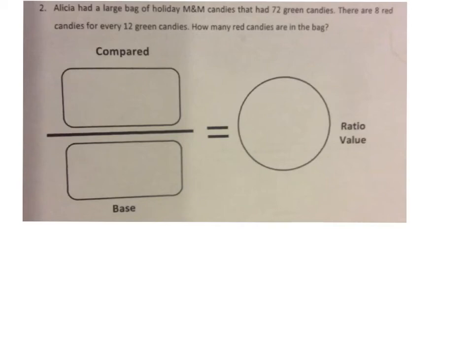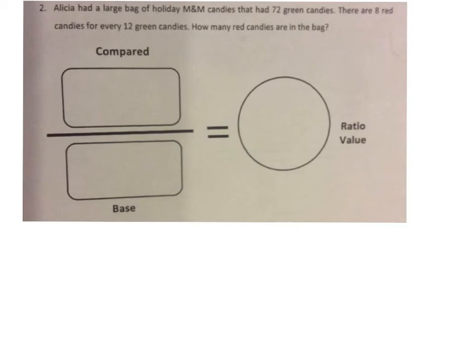So we have the squirrel. She's got a really big bag of M&Ms, and in it has 72 green candies. And we also know when they describe the bag that there are 8 red for every 12 green candies. So they're giving us a ratio there. And the question wants me to find out how many red candies are in this bag.